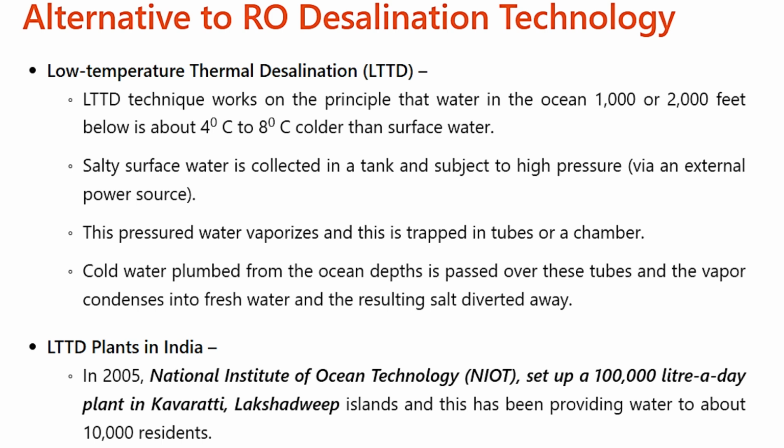Low-temperature thermal desalination, LTTD. LTTD technique works on the principle that water in the ocean 1,000 or 2,000 feet below is about 40 C to 80 C colder than surface water. Salty surface water is collected in a tank and subject to high pressure, via an external power source. This pressured water vaporizes and this is trapped in tubes or a chamber. Cold water pumped from the ocean depths is passed over these tubes and the vapor condenses into fresh water and the resulting salt diverted away.